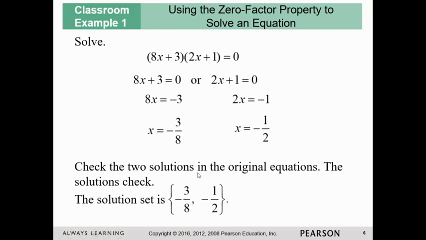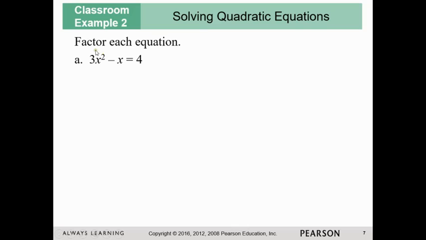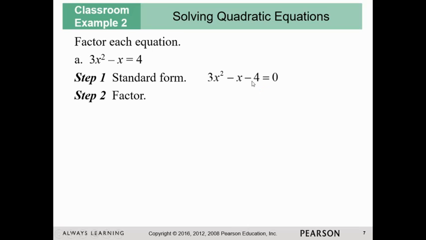So let's just look at it in a situation like this. The first thing we do is get this quadratic into standard form, and to do that we subtract 4 from both sides. Now we've got the quadratic set equal to 0. So now what we're going to do is factor this quadratic, and we would use the procedures that we outlined before in section 5.2 to factor the quadratic.